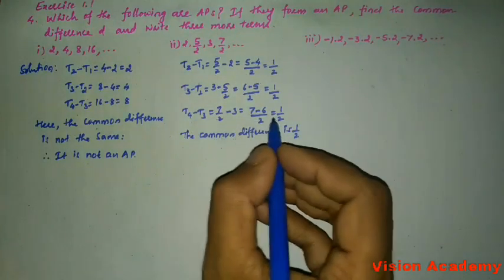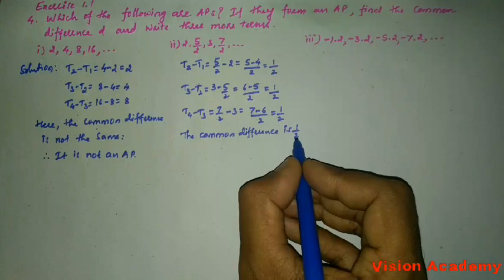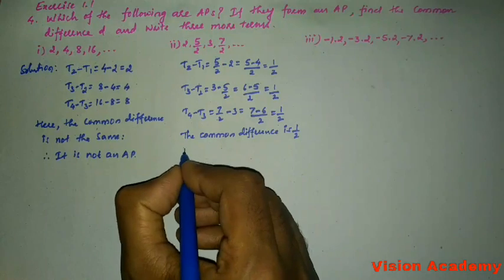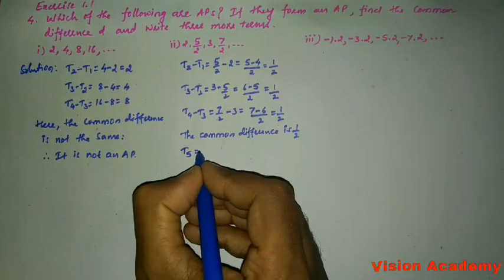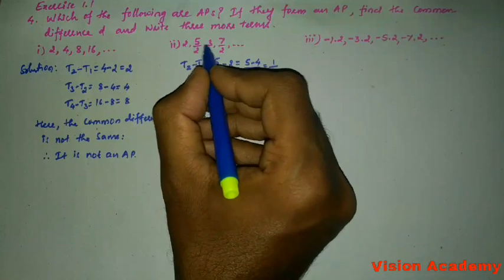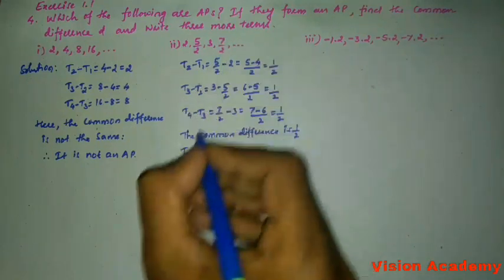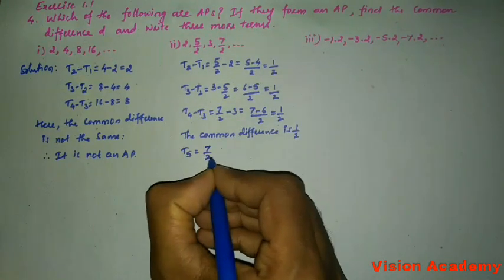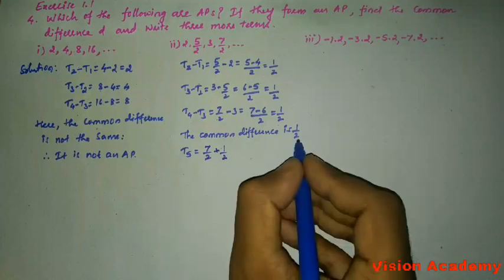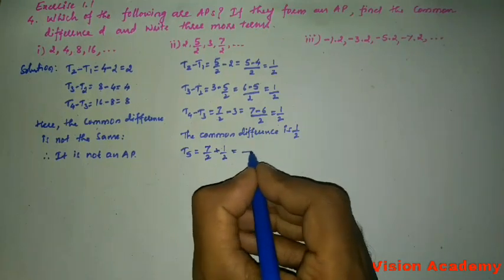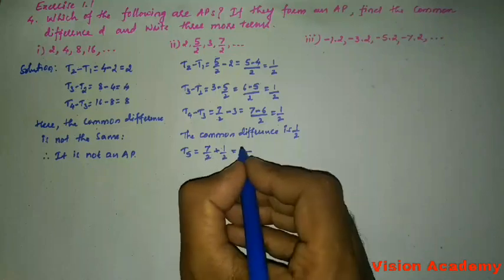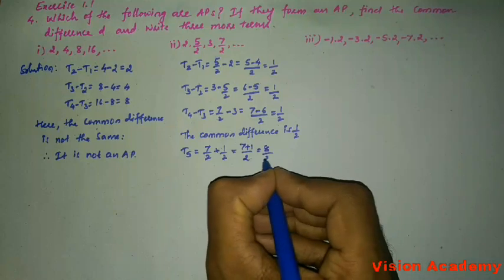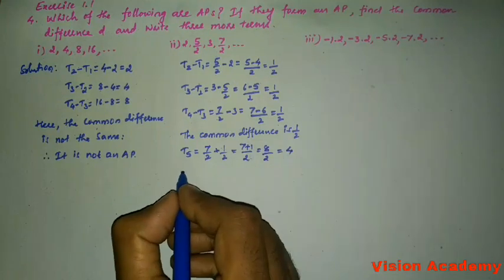So in order to find the next 3 terms, we have to add this 1 by 2 to the last term to get the next term. So let us write T5 is equal to, because this is the first, second, third and fourth term. Next we need to find the fifth term. So T5 is equal to, the last term is 7 by 2 plus 1 by 2, the common difference. Here the LCM is 2. So 7 plus 1 is equal to 8 divided by 2, which gives me 4.